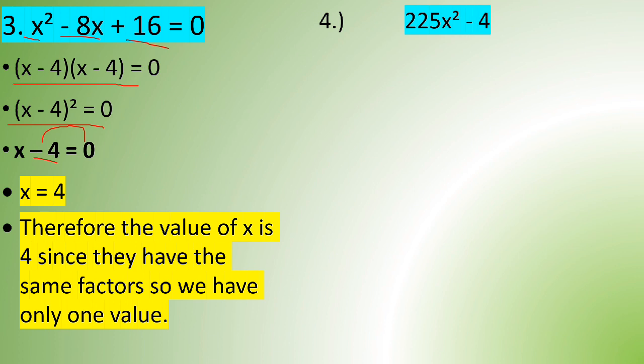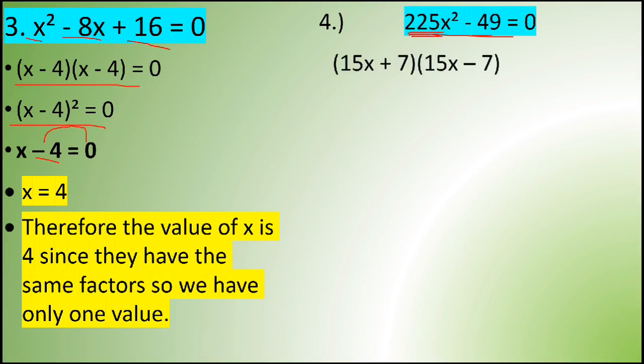Next, example number 4, we have 225x squared minus 49 is equal to 0. Ito is difference of 2 squared. Kasi minus sign ito and then dalawang term lang sila. We have 15 and then x squared is x and x. And then 49, 7 and 7. Of course, pareho sila. Ang pagkakaiba lang ay yung sign.